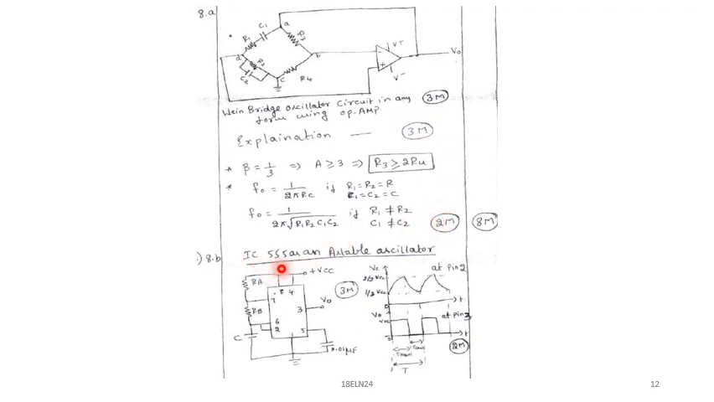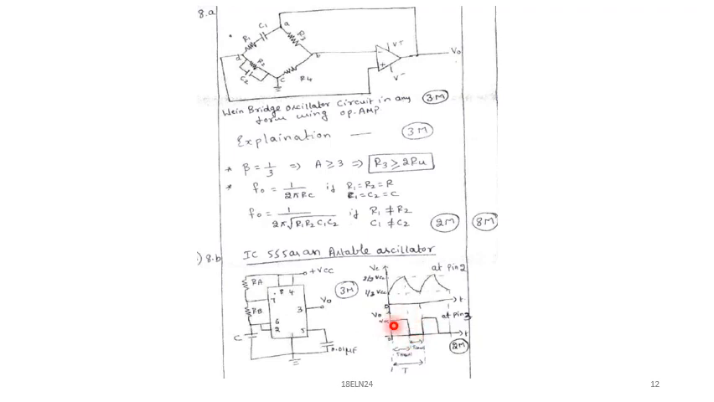The next question is related to IC 555, and you have to mention it as an astable oscillator. So here the circuit diagram carries 3 marks. This is a circuit diagram for an astable multivibrator, and this is a waveform. This is the output waveform, this is the voltage across the capacitor. This is the charging time of the capacitor, this is the discharging time of the capacitor.